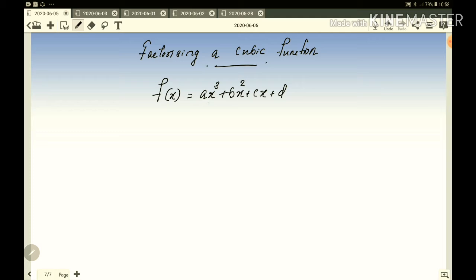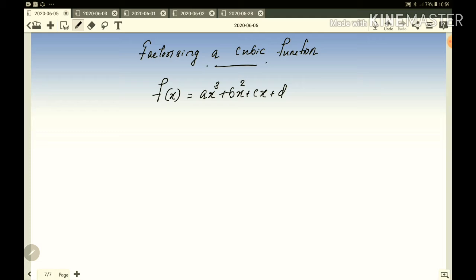4 terms are there. If this one was a quadratic function, it was ax square plus bx plus c. You know that one. Now you are upgraded to cubic function, right? Now you can see 4 terms. a is the coefficient of x cube, and b is the coefficient of x square, c is the coefficient of x, and d is the constant.